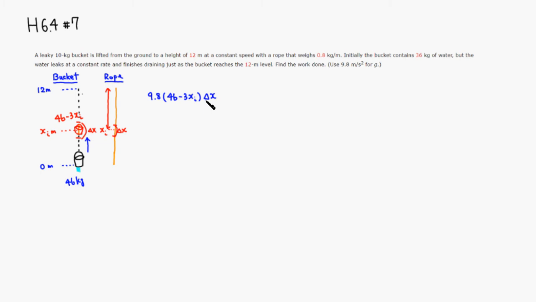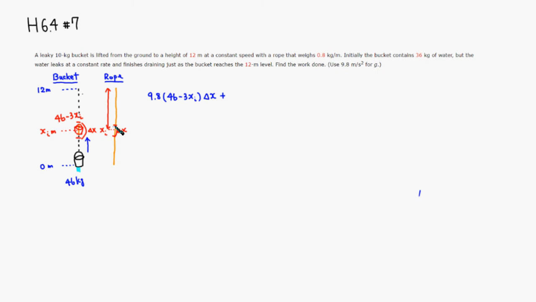Alright, how about the rope? For the rope part, we're going to look at the height of xi. Then we look at a little piece of length delta x, and we want to find the work required to lift it to the 12-meter level. The density of the rope is 0.8 kilograms per meter.